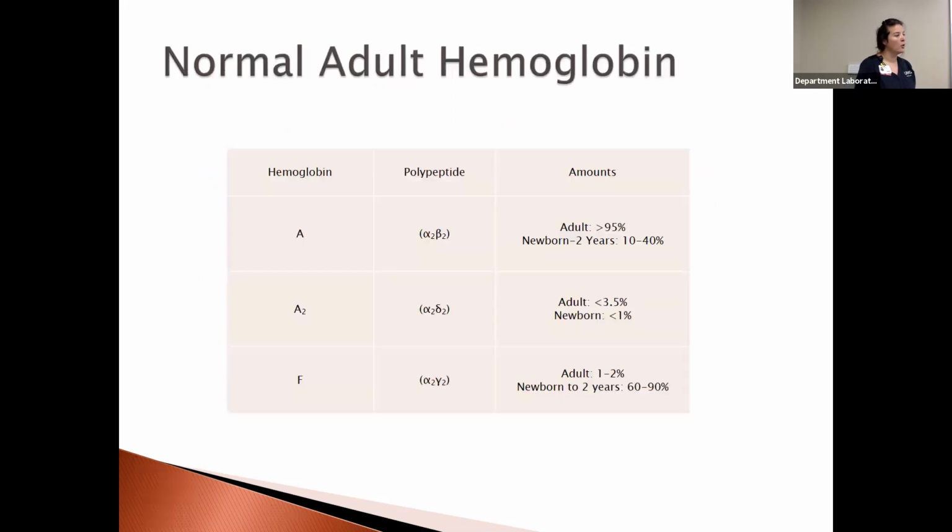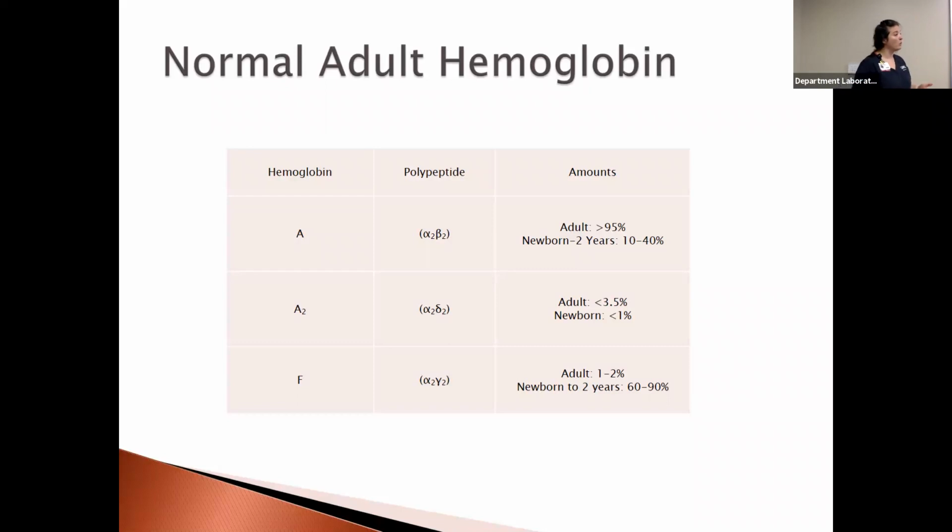All right, so here's your normal adult hemoglobins. It's very important that you know which chains compose which hemoglobin and then what's their presence in adults versus newborns, okay? So our hemoglobin A is comprised of 2 alpha chains and 2 beta chains, and it should be about greater than 95% in an adult. You'll have about 10 to 40% in newborns up to 2 years. Okay, so it's kind of an inverse situation, okay?